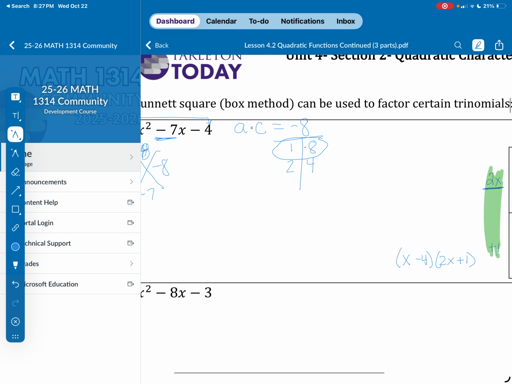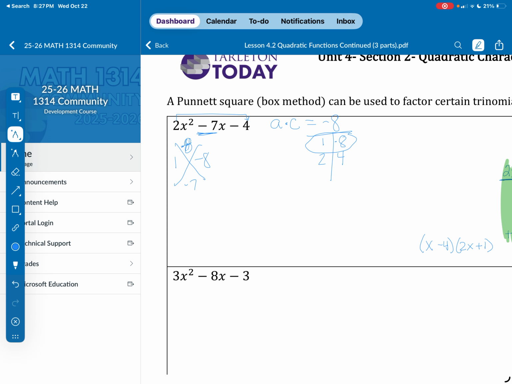So remember, let me erase this, and it's only just so I can show you. You can write it wherever you need to on your notes. So remember, my 2x squared is going to come down. My negative 4 is going to come down. And so I'm going to split that negative 7x, that middle term, up to be minus 8x plus 1x, or you could just put plus x. It doesn't matter.